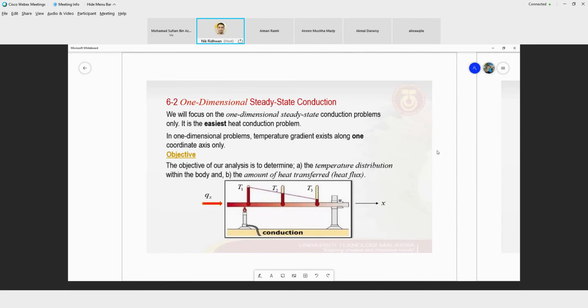All right, now let's look at this one-dimensional steady state conduction.